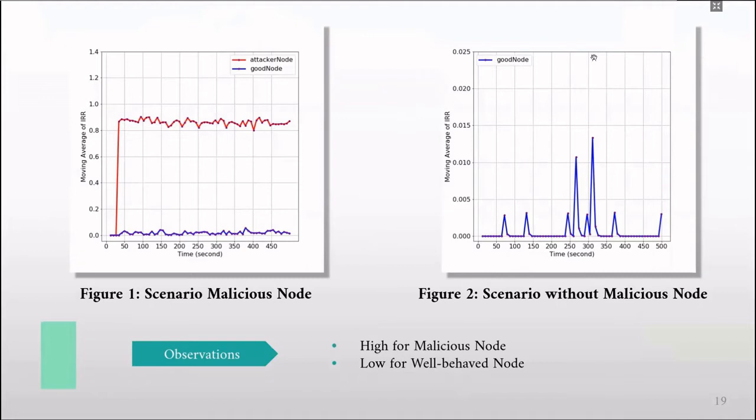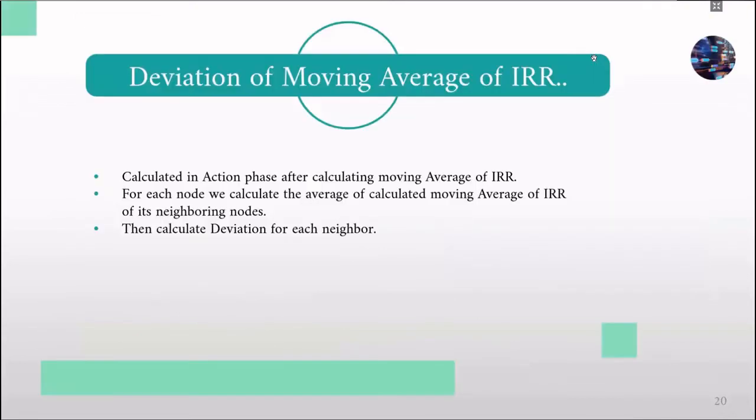And the observations on moving average of IRR: the curve is high for malicious node and, on the contrary, low for a well-behaved node. So this feature can be helpful for classification of malicious and well-behaved nodes.